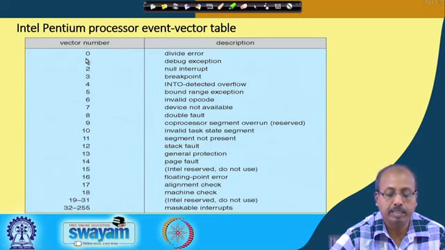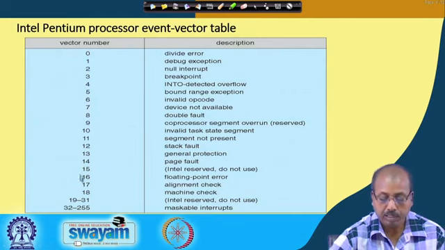So, for divide error, this will be the corresponding ISR for number 0. Similarly, debug exception for 1, null. This is reserved, actually some user may use this particular interrupt. Then for breakpoint, for debugging purpose, this interrupt is used.